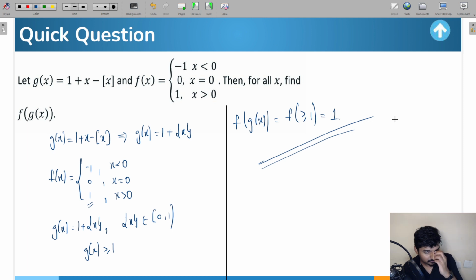So understood everyone the concept? Anyone is having any doubt in this question? So in this question, first we need to figure out what g of x is going to be. g of x is going to take any value greater than or equal to 1. Now when it comes to f of g of x, we need to figure out f of any value greater than or equal to 1, and according to how the function f of x is defined, it would be equal to 1. So I hope this entire question is clear for everyone, guys.